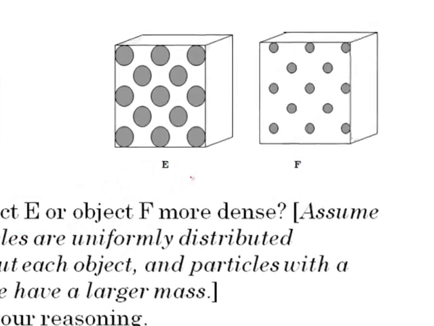Okay, now is object E or F more dense? We want to assume particles are uniformly distributed throughout each object, and the particles with a larger size, in this case, these particles here, have more mass than these small particles here. Okay? So if we have the same amount of space, and it looks like we have the same number of particles if you count them, because each of these is more massive, E will be more dense. E will be more dense.